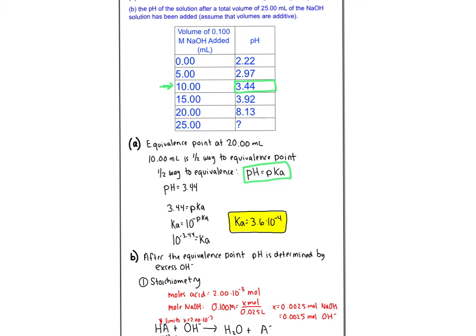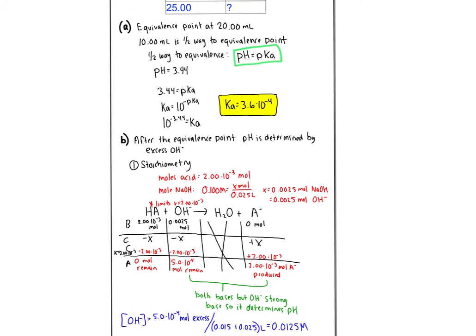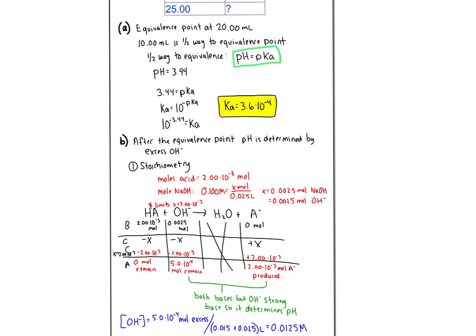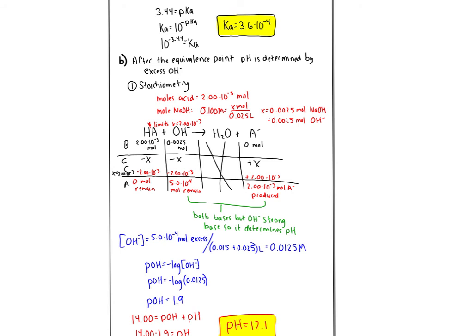And I was able to use the halfway equivalence point to figure that out. Letter B says the pH of the solution after the total volume of 25 milliliters has been added. So that's what we're trying to find. So after the equivalence point, because 25 mils is going to be past the 20 mil equivalence point, we know that the pH is determined by the excess OH.